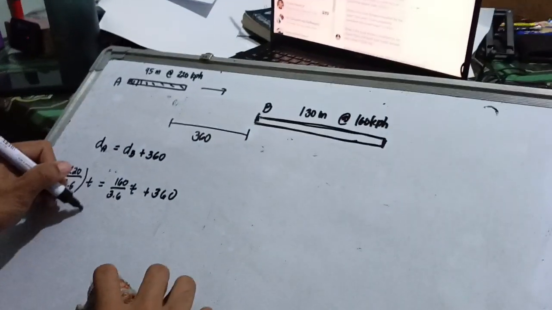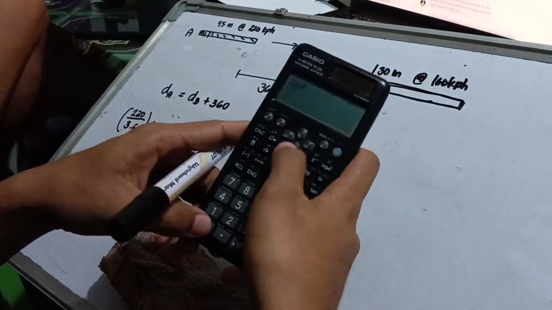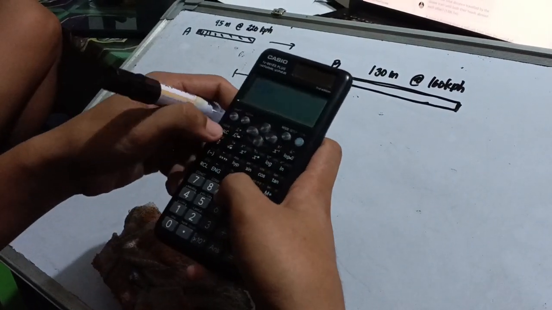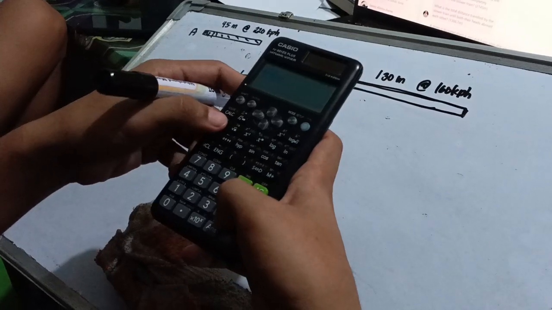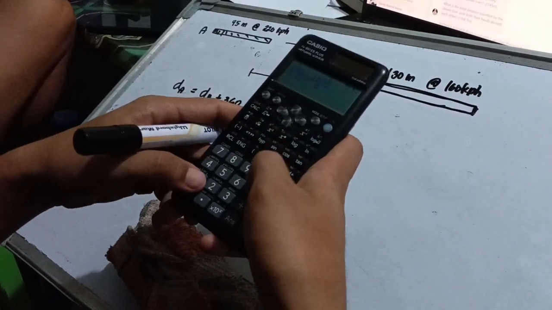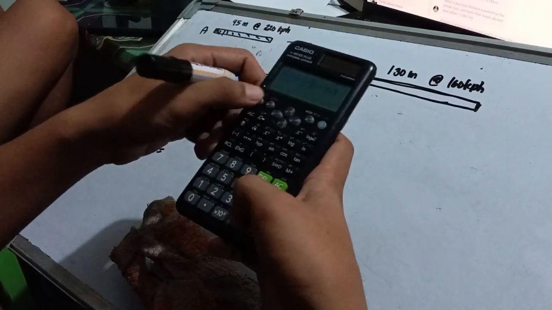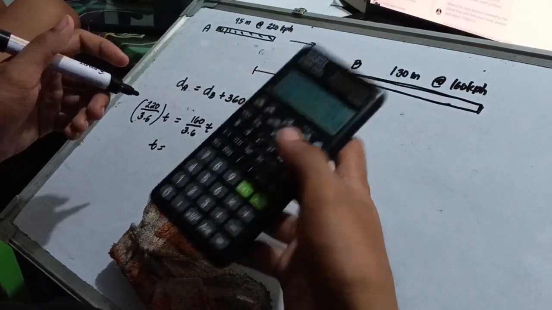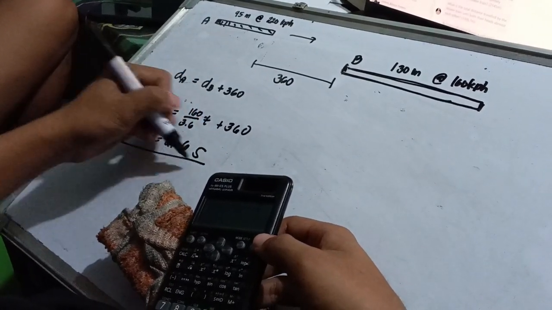So it looks like this: 220 over 3.6 times x equals 160 over 3.6 times x plus 360. So t is 21.6. That is the answer for A.